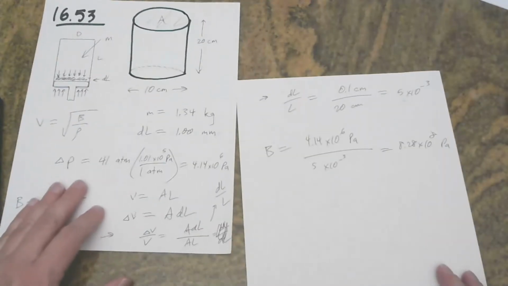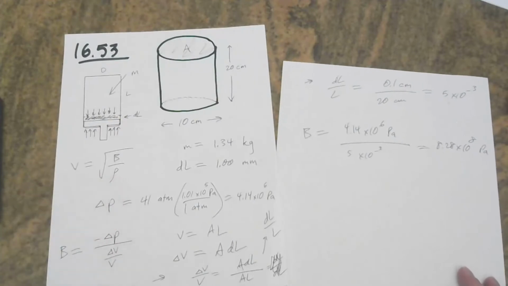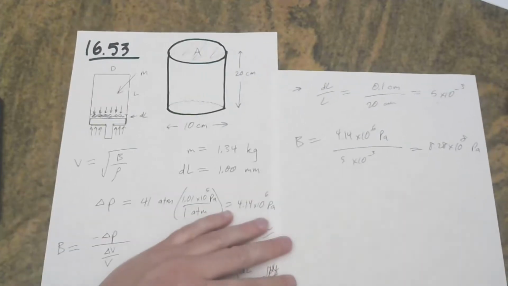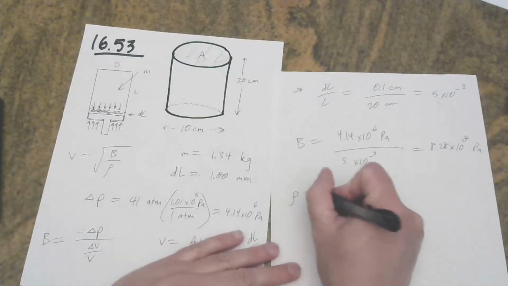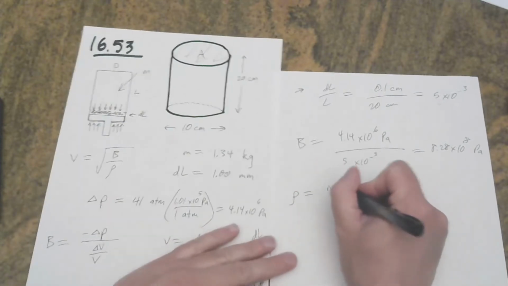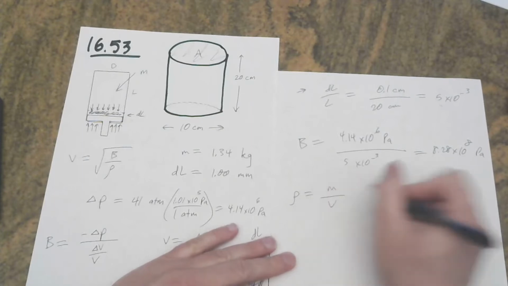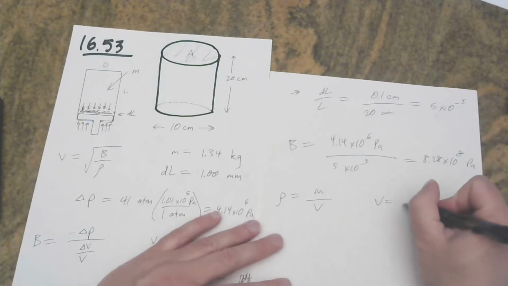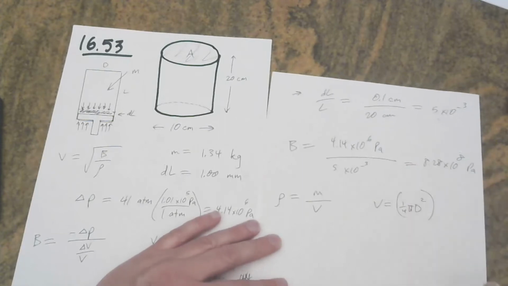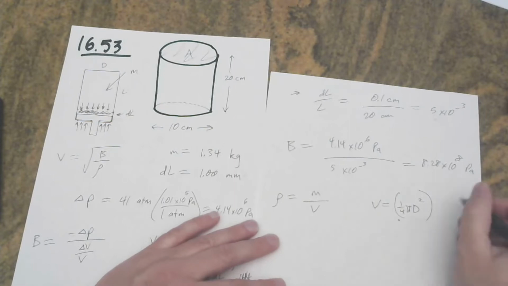Now that we know the bulk modulus, the rest should be fairly easy. Let's calculate the mass density. We could do everything in steps like I've been doing. So the mass density, excuse me, is the mass of the liquid compared to its volume. And the volume is base times height, which is 1/4 pi d squared. That's the area of the base times the height L.